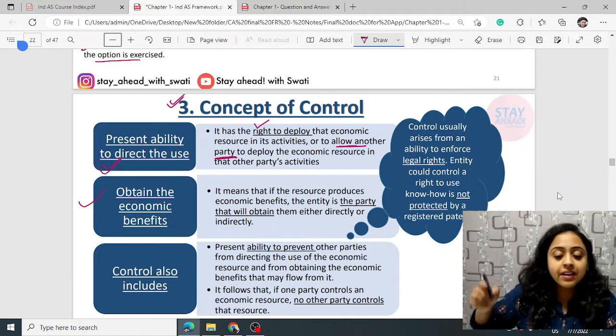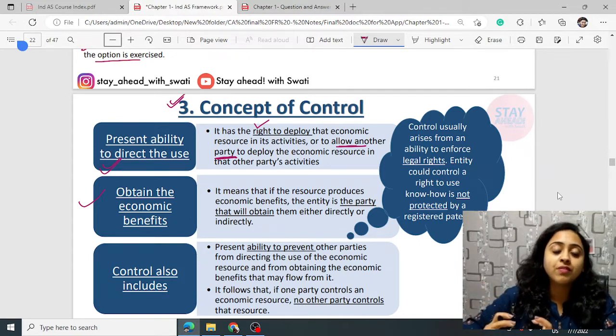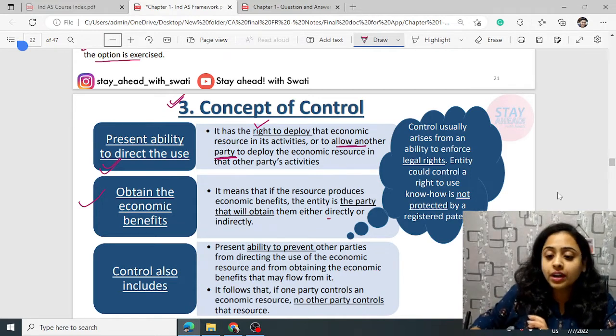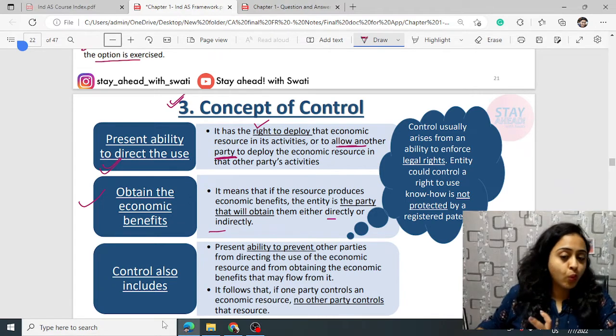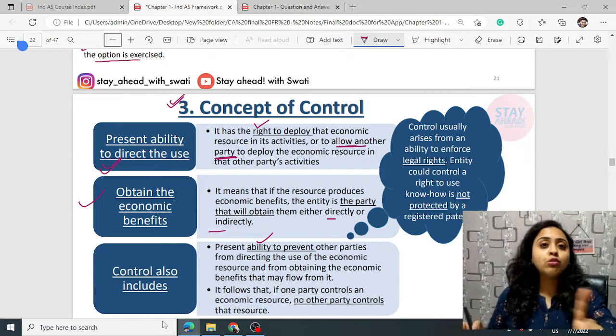Read it again. It means that if the resources produce economic benefits, the entity is the party that will obtain all of the economic benefits or a major portion of them, either directly or indirectly. Control also includes what? The present ability to prevent other parties from using my resources.